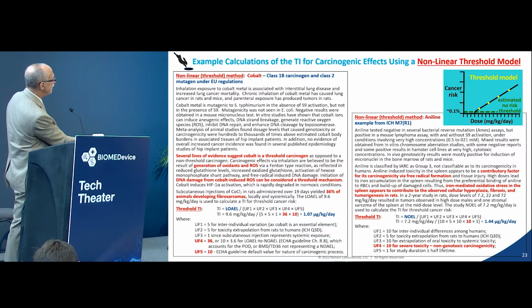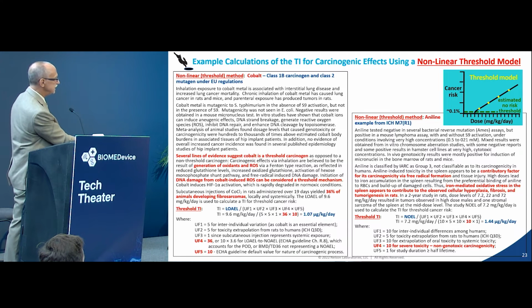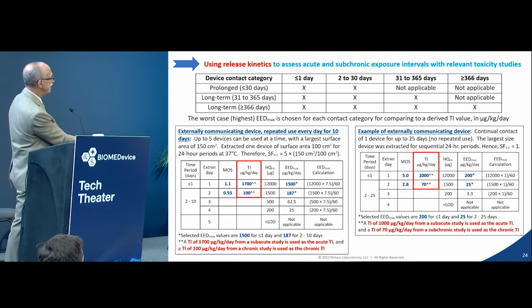And I don't really have time to go through these, but one is for cobalt, which is in Europe a restricted substance. And you can show that that's a threshold carcinogen by the influence of reactive oxygen species and other biological parameters. And you can derive it from a LOAEL, and that has been accepted many times by Europe. And the example on the right is ICH M7 and aniline. They actually did that calculation for you and threw in an extra factor of 10 for severe toxicity, non-genotoxic carcinogenicity.